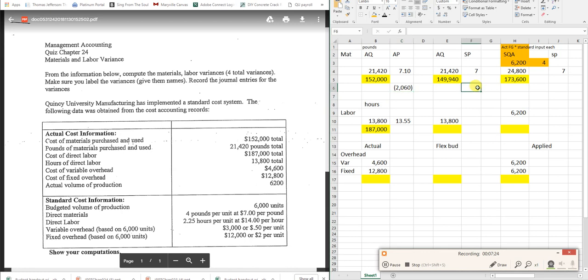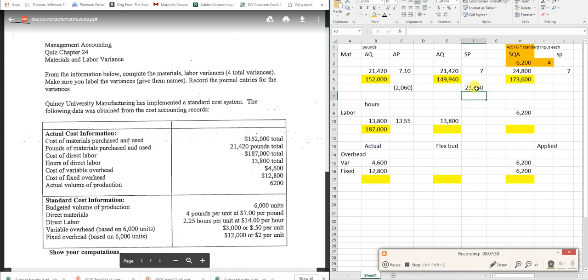And this one, I don't care which you do. I was just not putting U and F. I was letting the positive be favorable, the negative be unfavorable. So this one is 23,660 favorable because this is how much I should have used for what I made, and this is what I did spend. I should have taken 24,800 pounds at $7 each, but I took 21,420, so I took fewer pounds than I thought I should have, so it's favorable.